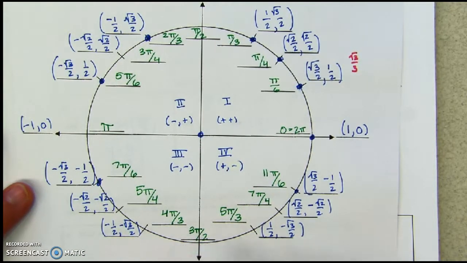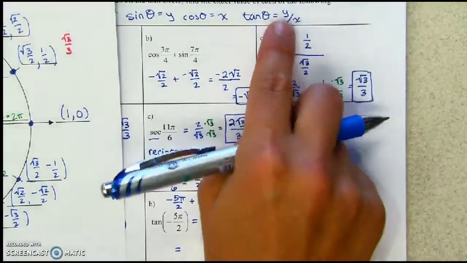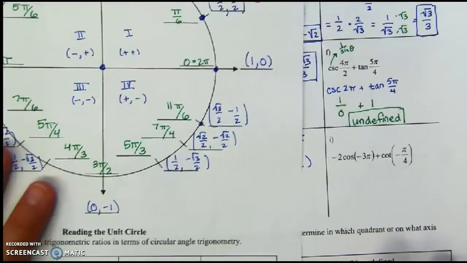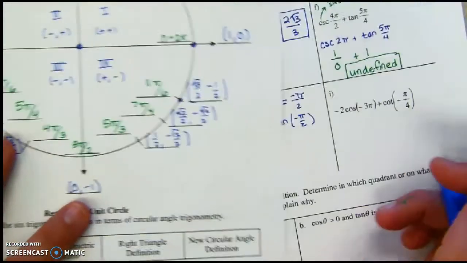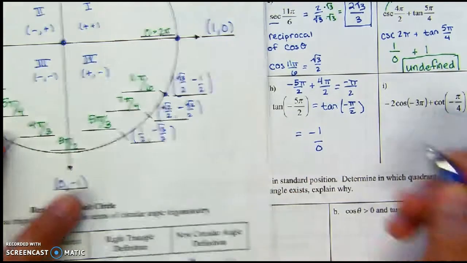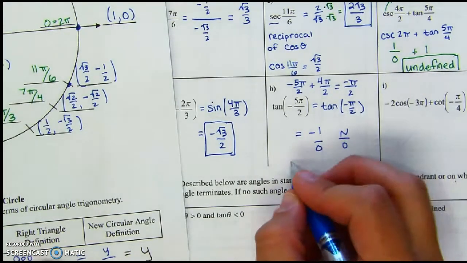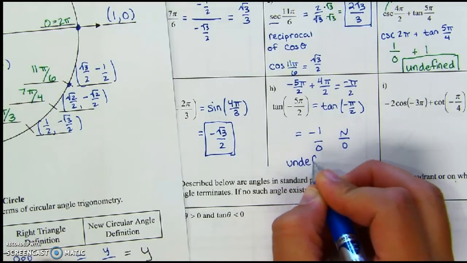So we're going to be down here, and tangent is y over x, so we're going back here. What's the y value here? Negative 1. And the x value? 0. Can we divide by 0? No. So this is undefined.